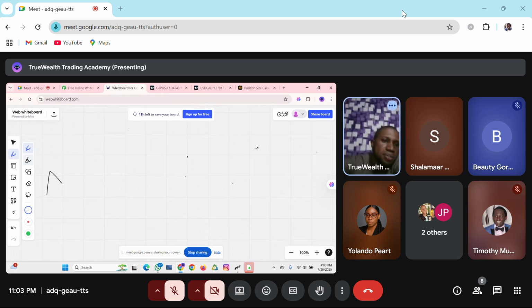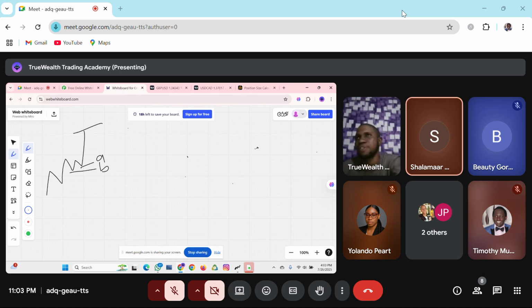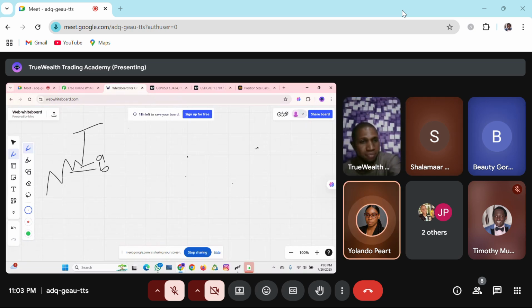Pay attention, okay? A, B. So which one is the valid higher low? Is it A or B? It's A. Does it make sense? Yeah, it's the most recent one.